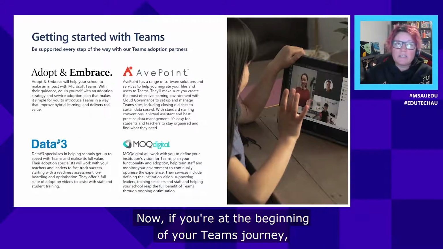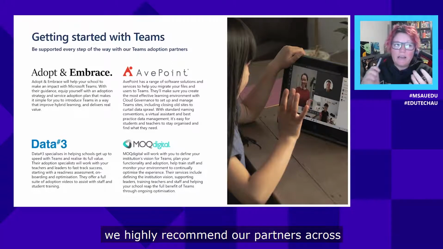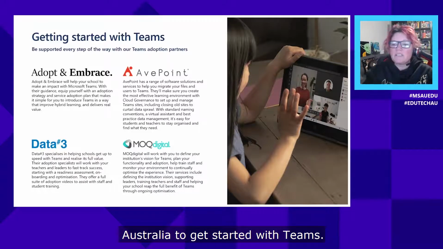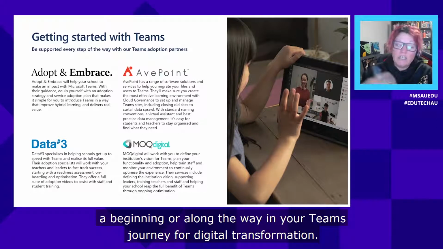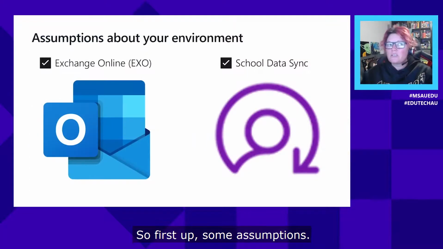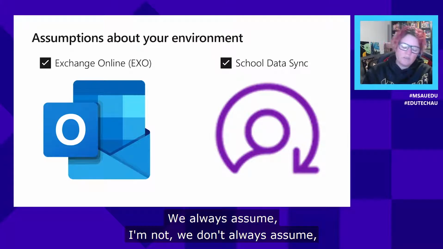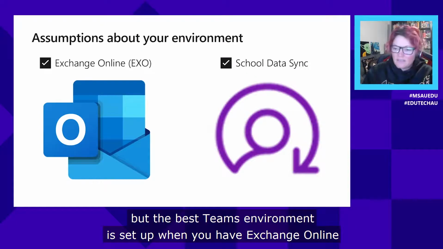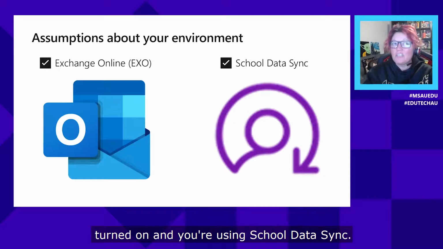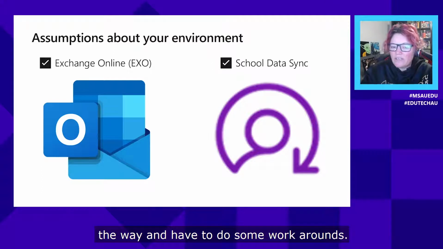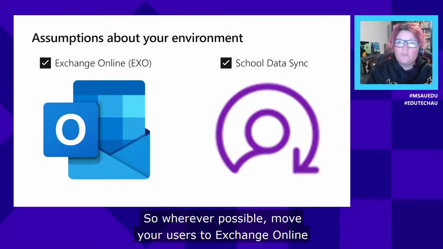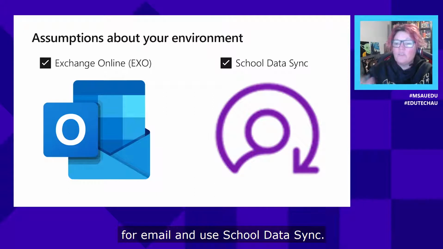Now, if you're at the beginning of your Teams journey, we highly recommend our partners across Australia to get started with Teams. But we do have some simple guidance as well if you're either a beginning or along the way in your Teams journey for digital transformation. So first up, some assumptions. We don't always assume, but the best Teams environment is set up when you have Exchange Online turned on and you're using School Data Sync. If you're not, that's okay, but you'll have some technical challenges along the way and have to do some workarounds. So wherever possible, move your users to Exchange Online for email and use School Data Sync.